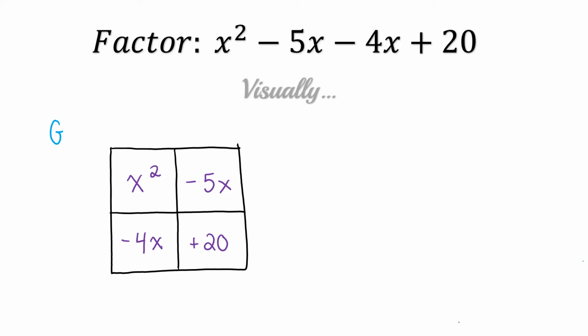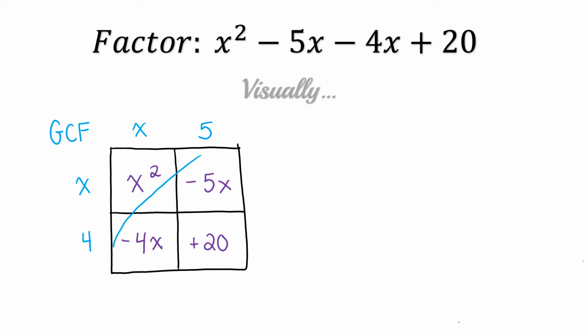Let's start by finding the greatest common factor for each row and each column. The greatest common factor of x squared and negative 5x is x. The greatest common factor between negative 4x and positive 20 is 4. The greatest common factor between x squared and negative 4x is x. And the greatest common factor between 5x and 20 is 5.